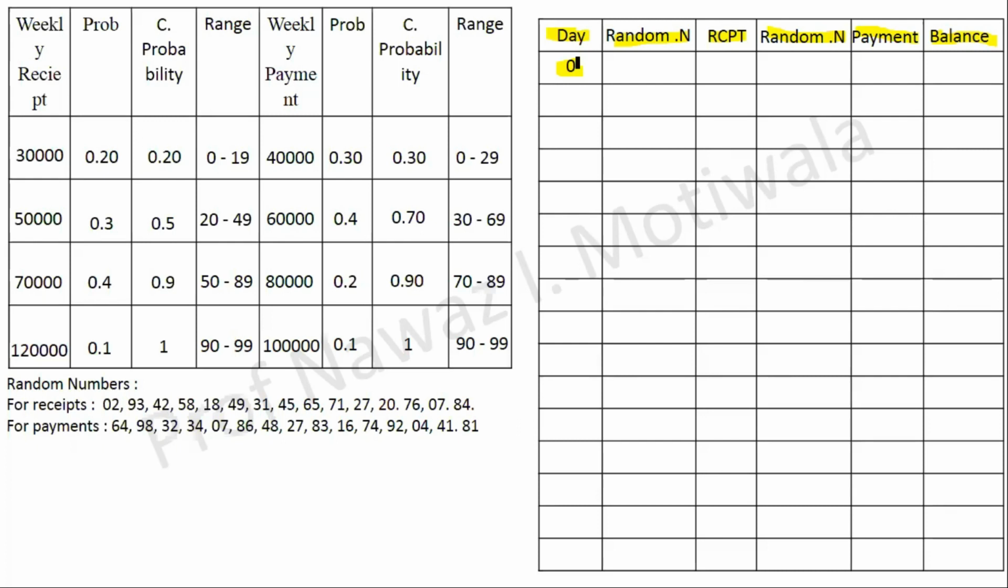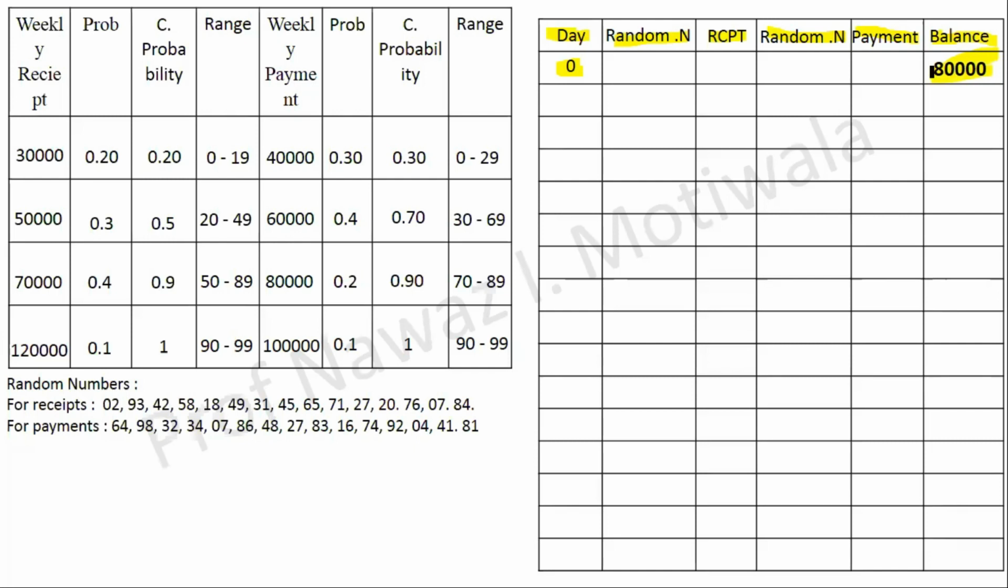Sir, it has been given that before starting they have 80,000 rupees in their bank balance. Yes, very good. This was the observation. Because it was given that before starting there was a balance of 80,000 with them in the bank, that's why I have taken 0 as my starting date. So you can see that for 0, I have just written the balance as 80,000, that's it.